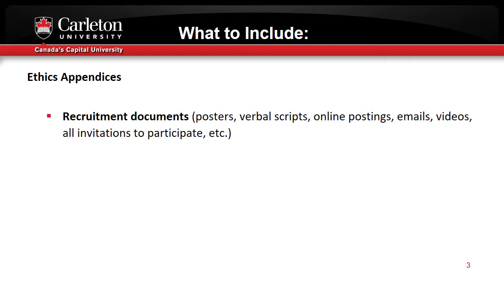All of these documents will be considered formal recruitment materials that should be submitted with your ethics application so that the REB can assess whether or not participants have been given the appropriate information up front, and also to ensure that recruitment has been done systematically in that all participants have received the same information. Some researchers also use a third party or organization to help with the recruitment process. In that case, please provide any documents that will be used by the third party.